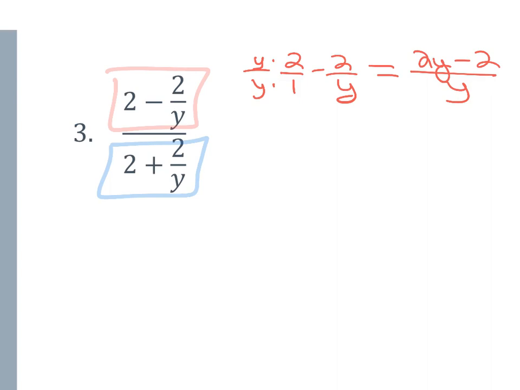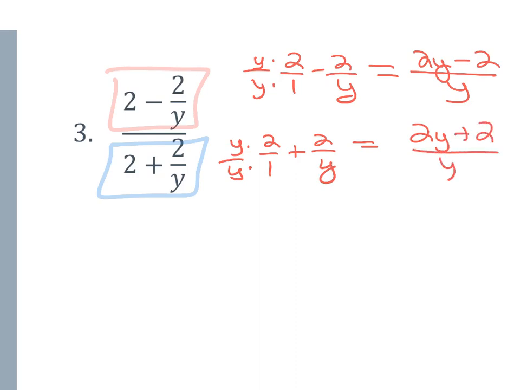For the denominator, same thing. The denominator is going to be y. So if I put 2 over 1 again, but this time it's a plus sign. This one's missing a y. So now it becomes 2y plus 2 over y. Here's your complex fraction now.